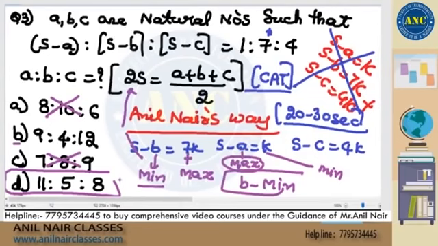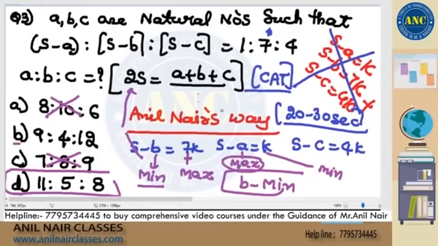Why do you need to take S minus A as K, S minus B as 7K, S minus C as 4K, add all the values, and substitute? Sorry, sir. 2S is nothing but A plus B plus C. I hope it is clear, right? Just by looking at a question, you can get the answer.